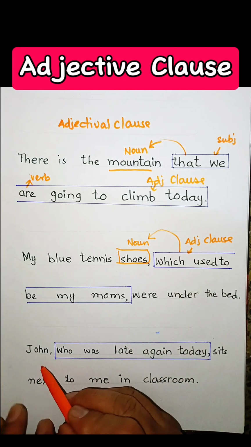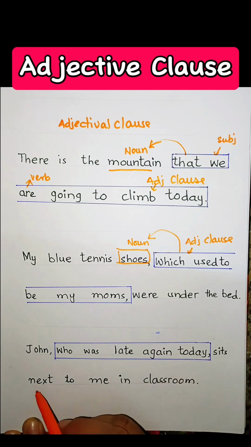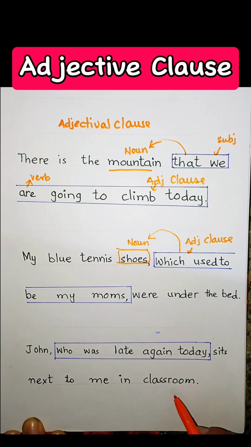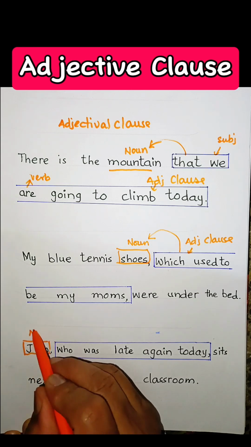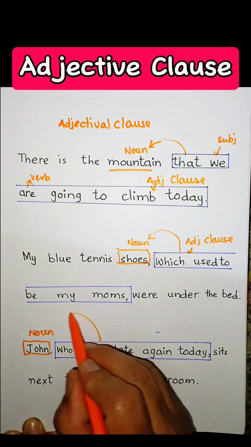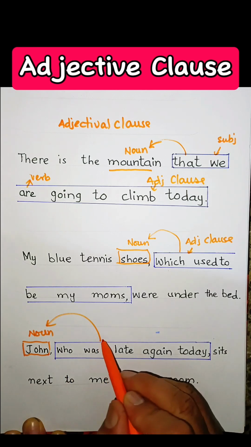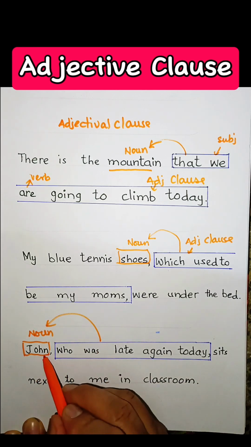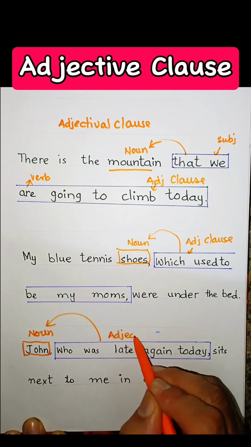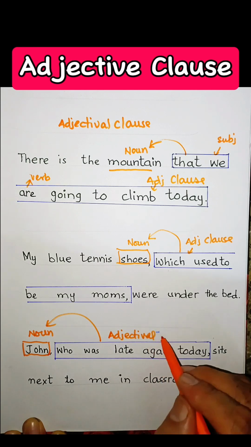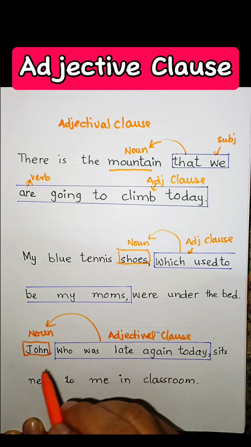Let's take another example. John, who was late again today, sits next to me in classroom. Over here the noun, the name John, is being qualified or described by a clause, who was late again today. So any clause that describes a noun is an adjectival clause because it functions like an adjective inside a sentence. That's why we call it adjectival clause.